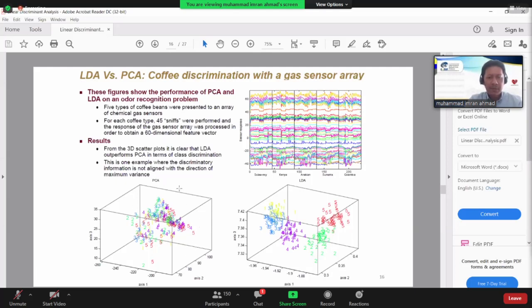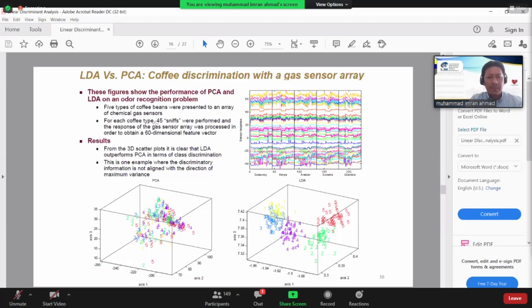we can have a look at the low dimensional feature space in 3D. In 3D, the low dimensional feature space is like this. The classes overlap each other. So 5 types of coffee bean were presented to an array of chemical gas sensors. We want to check the coffee bean. Here, one of the popular coffee beans, Sumatra and also Sulawesi, come from Indonesia. These two types of coffee bean are compared with coffee bean from Kenya, from Arabia, and also from Colombia. So we want to check maybe the gas produced by this coffee bean using the gas sensor array.